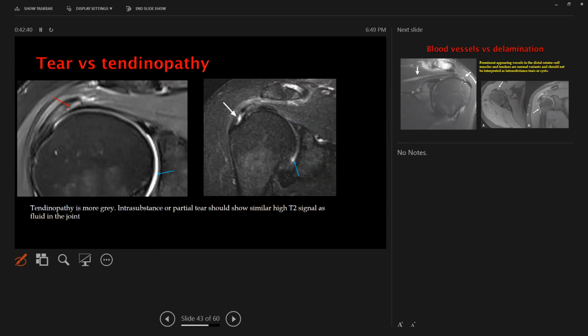I can say that this is not a tear, this is just a tendinopathy change. There's a little bit of internal delamination, but there is no fluid there, so it's just tendinopathy. And here you can see that there is a tear, and the brightness is similar to the brightness of the intra-articular fluid. There's a footplate tear with delamination.